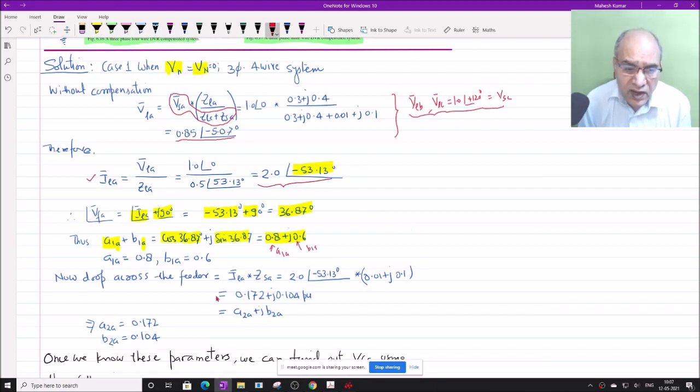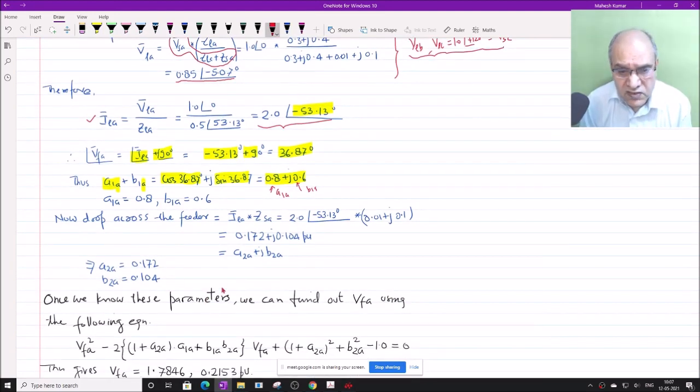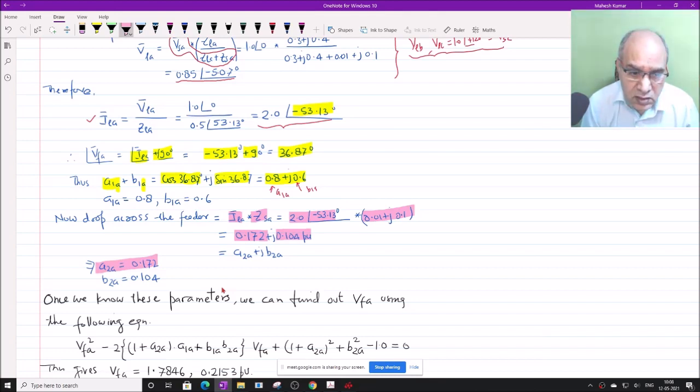To solve for VFA, we also have to find the voltage across the feeder. So ILA into ZSA, which is 2.0 angle of minus 53 into the feeder impedance 0.01 plus j0.1, and this becomes 0.172 and 0.104. Therefore, A2A is 0.172 and B2A is 0.104. So once we know these parameters, we can solve for VFA.